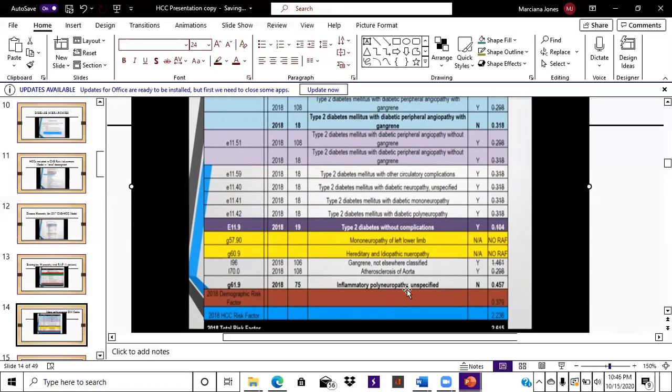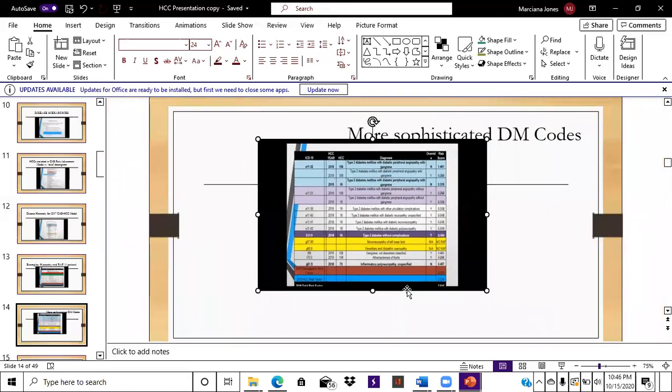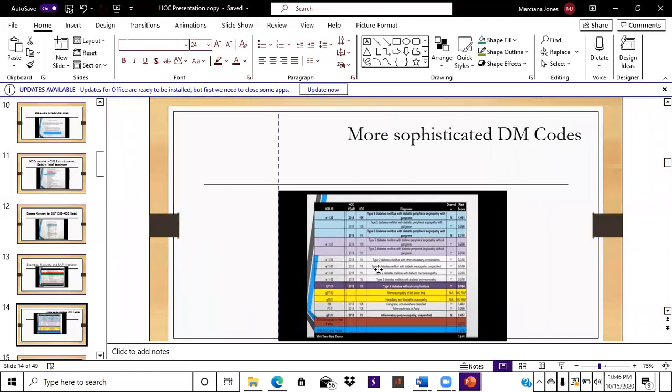What's interesting is that if the neuropathy is not due to diabetes, or if there's a secondary cause like inflammation, you can get an additional RAF score. So that's why it's always good to be very specific. Put in every diagnosis to make it as specific as possible. So we're gonna have some more examples of sophisticated diabetes codes.